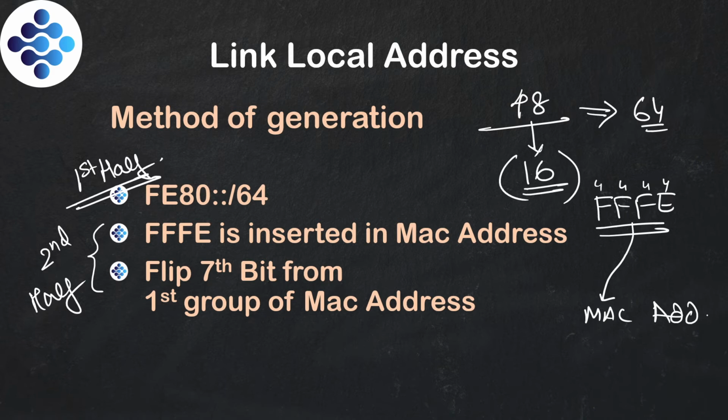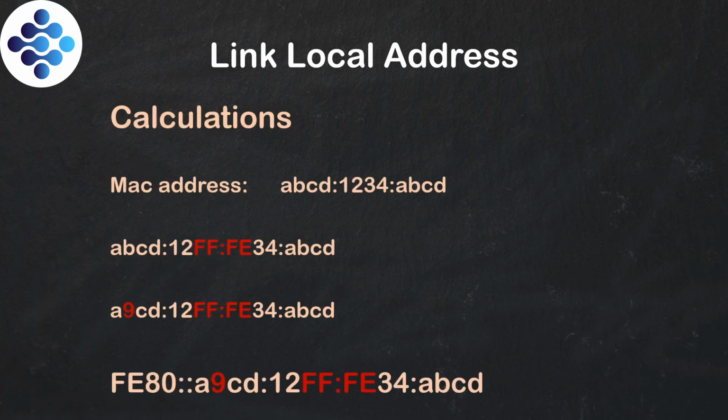Now instead of theory portion, let's calculate and it will become much easier. Let's say this is our MAC address: ABCD 1234 ABCD. Excellent. Now we shall insert FFFE. So easy. So this would be the place of insertion. So it becomes ABCD:12FF:FE34:ABCD. We need to go for the 7th bit over here.